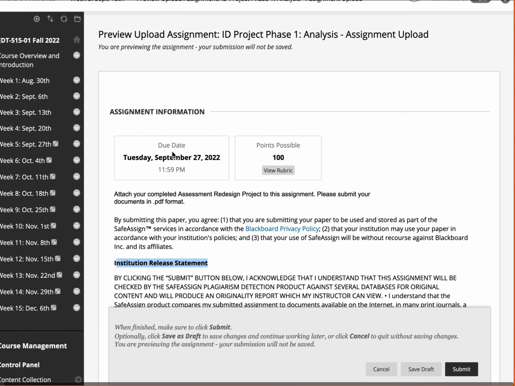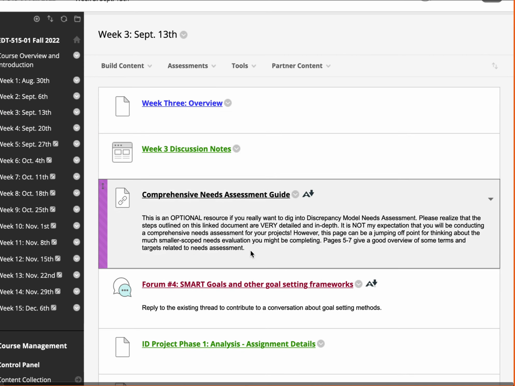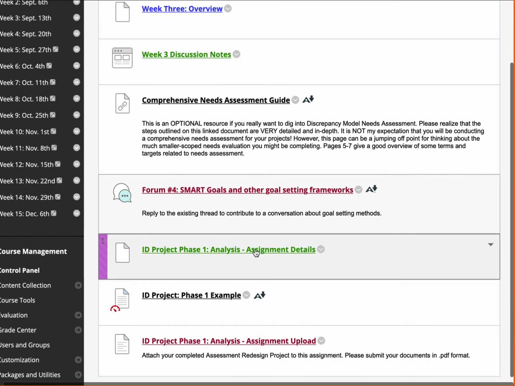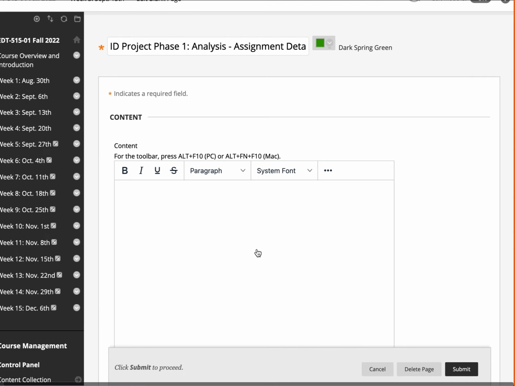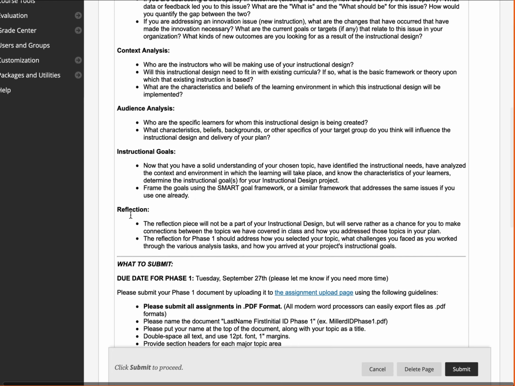And the only other thing to remember, I meant to mention this too, is with each of the phases, the final section of the phase should be a reflection piece. And this is not going to be part of your final instructional design. This is just a way for me to kind of check in on how it went, what went well, what did you struggle with, those sorts of things.